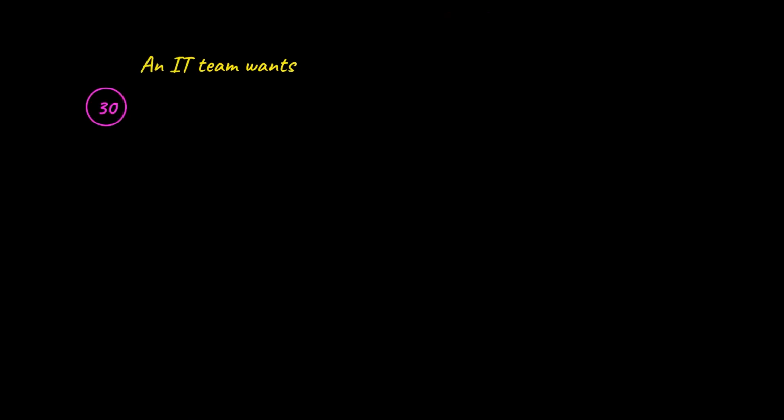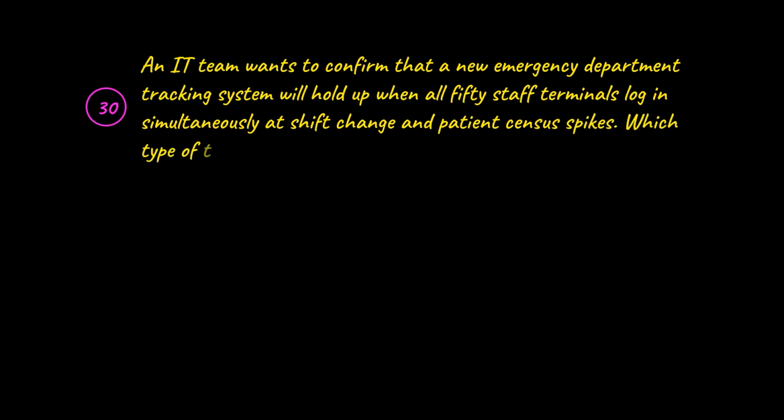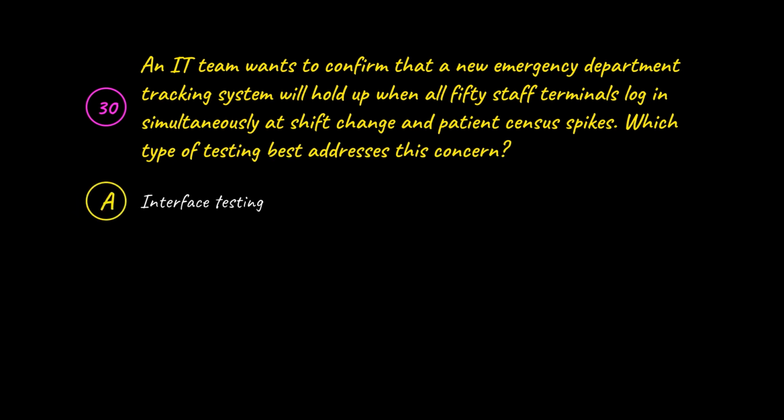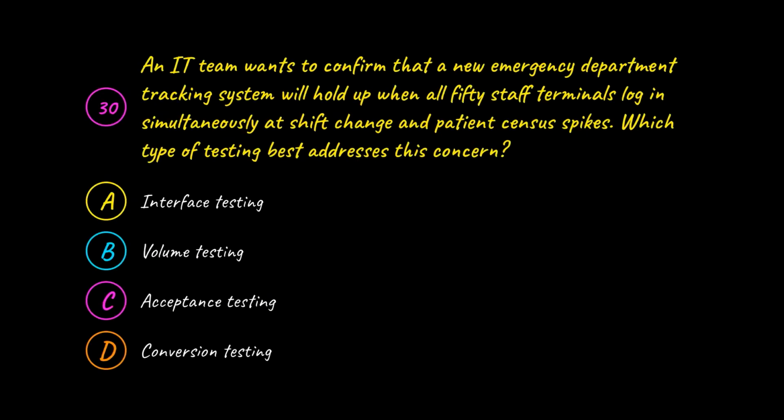Question 30. An IT team wants to confirm that a new emergency department tracking system will hold up when all 50 staff terminals log in simultaneously at shift change and patient census spikes. Which type of testing best addresses this concern? Your options are A. Interface testing, B. Volume testing, C. Acceptance testing, D. Conversion testing. Which would you go with? Lock it in before the reveal.